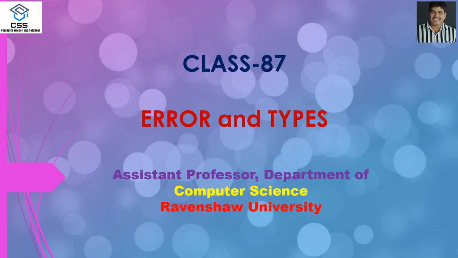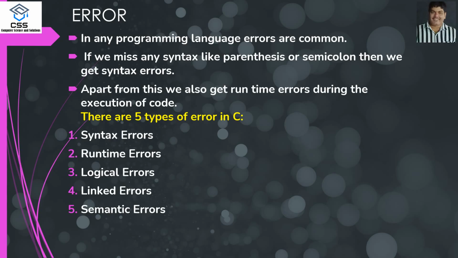Let's discuss one of the important topics in the additional part of C: errors and their types. What is an error, and what are the types of error that every programming language has? An error means it's a mistake. A mistake may be of five kinds: syntactical error, runtime error, logical error, linker error, and semantic error.